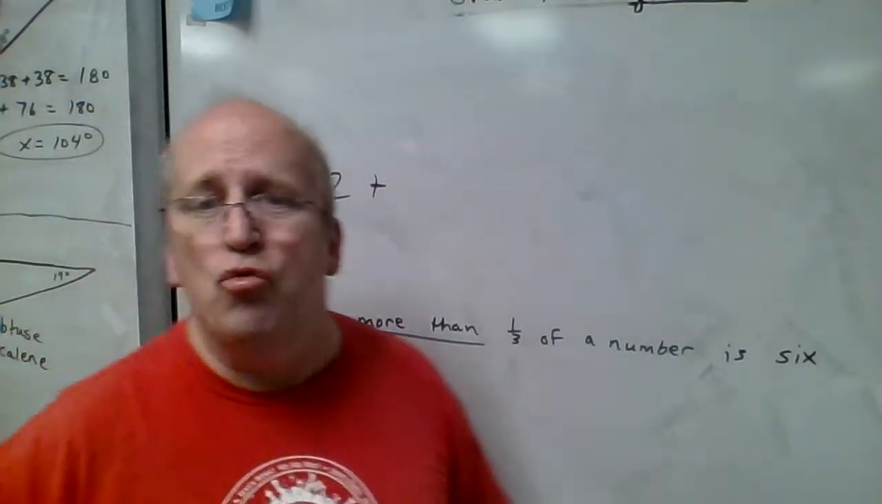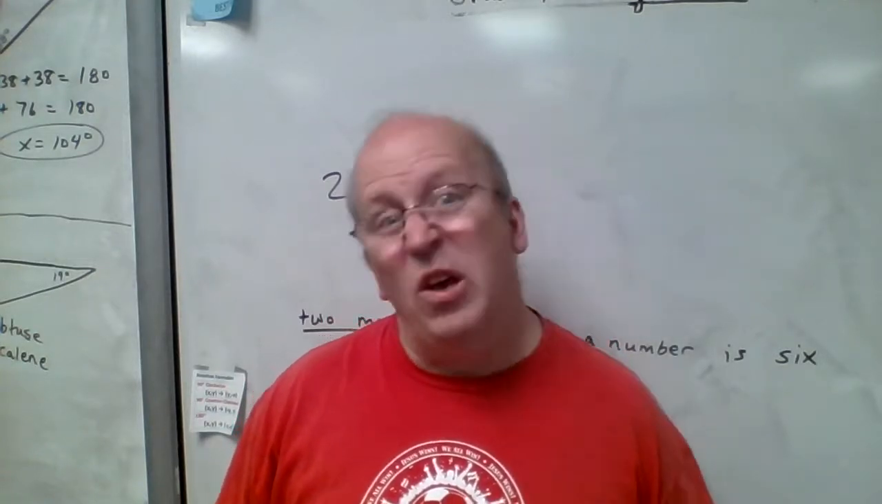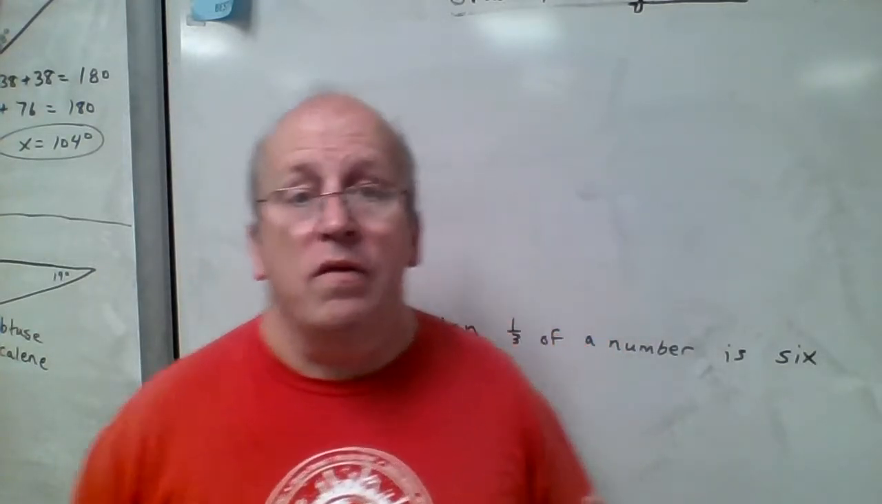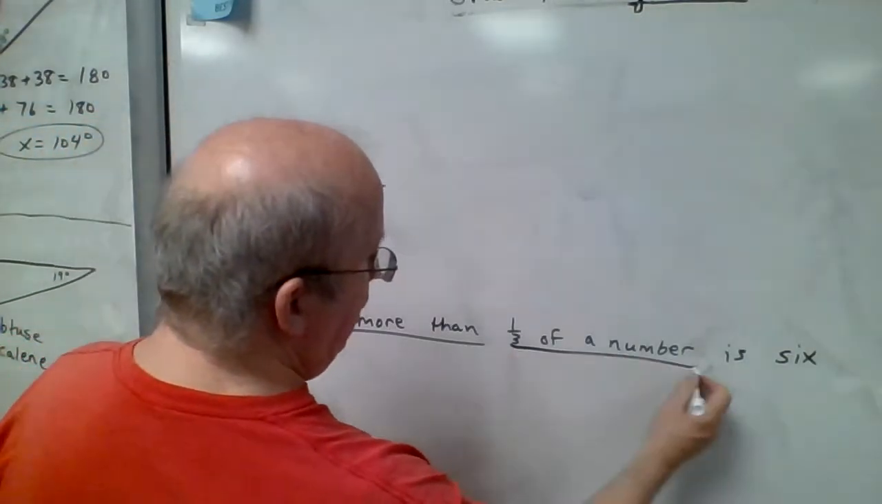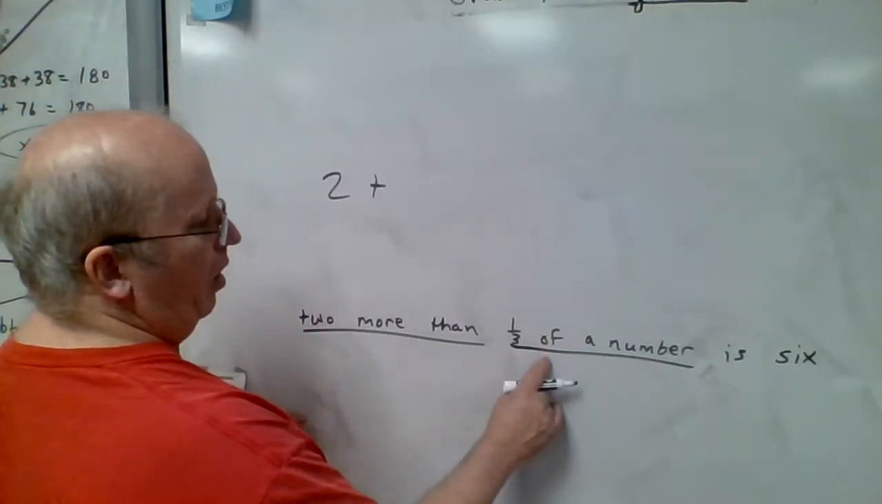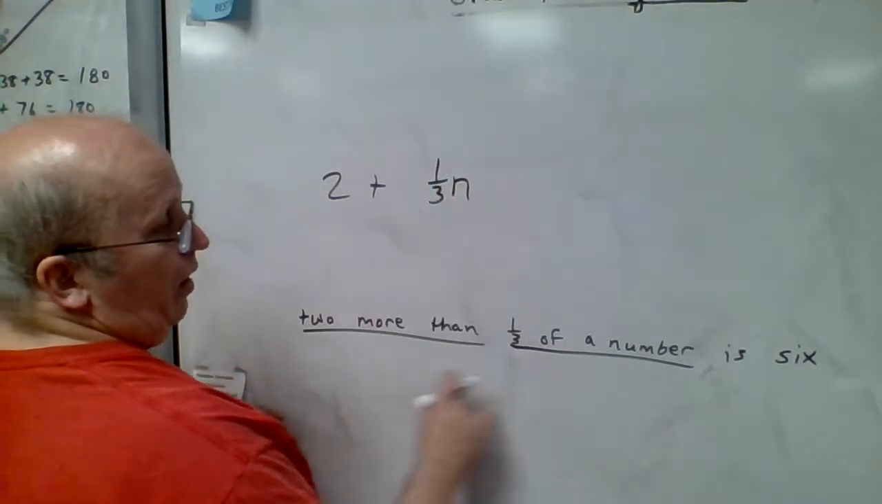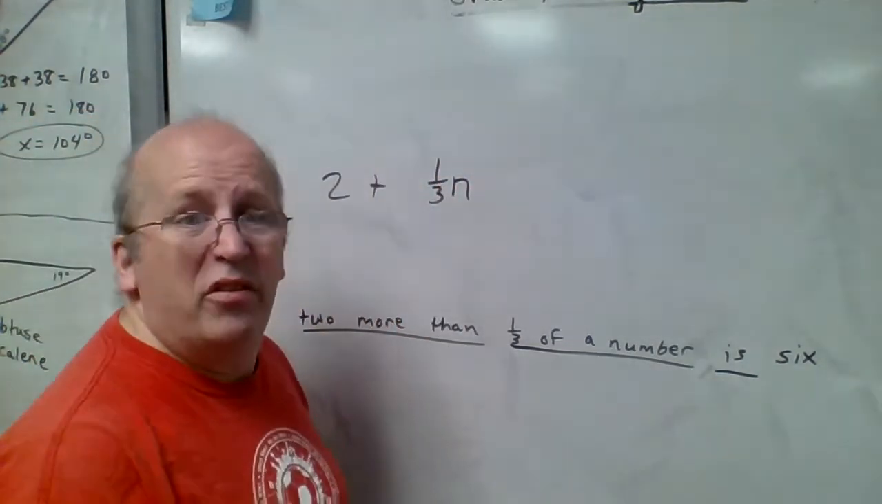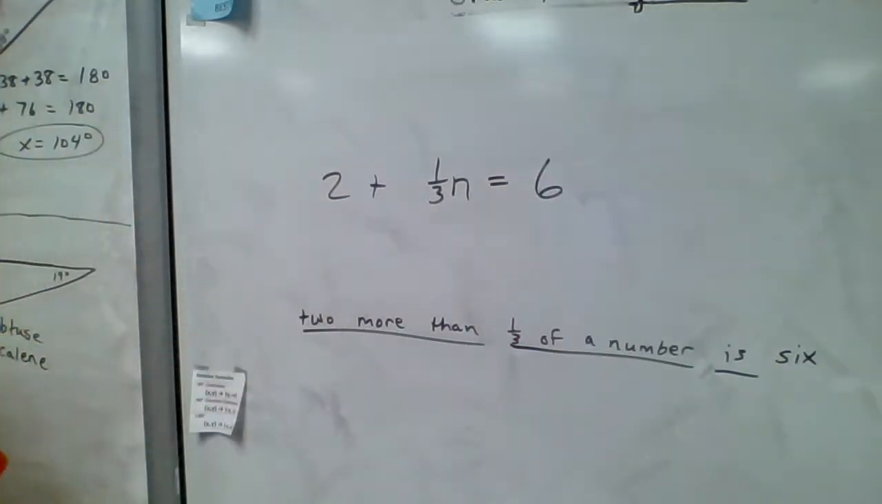If somebody says 2 more than 6, well, what is 2 more than 6? 8, because 2 plus 6 is 8. This is an addition problem. And then we've got 1/3 of a number right here. How would we write that? Remember, of is multiplication, so how about 1/3 n? And then we've got is, right? Is our equal sign, and 6. So there's our problem we're going to solve.